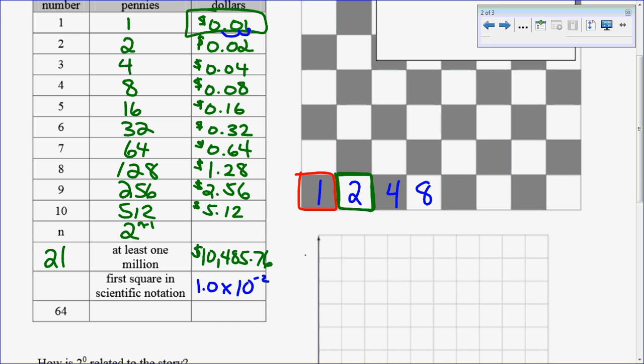So if you were to write 1.0 times 10 to the negative 2 and hit enter, you would come up with 0.01 as your actual number, because we're talking about a small number, less than 1. Any numbers that are bigger than 1 have a positive exponent. So that would be that first square if we had to write it in scientific notation.